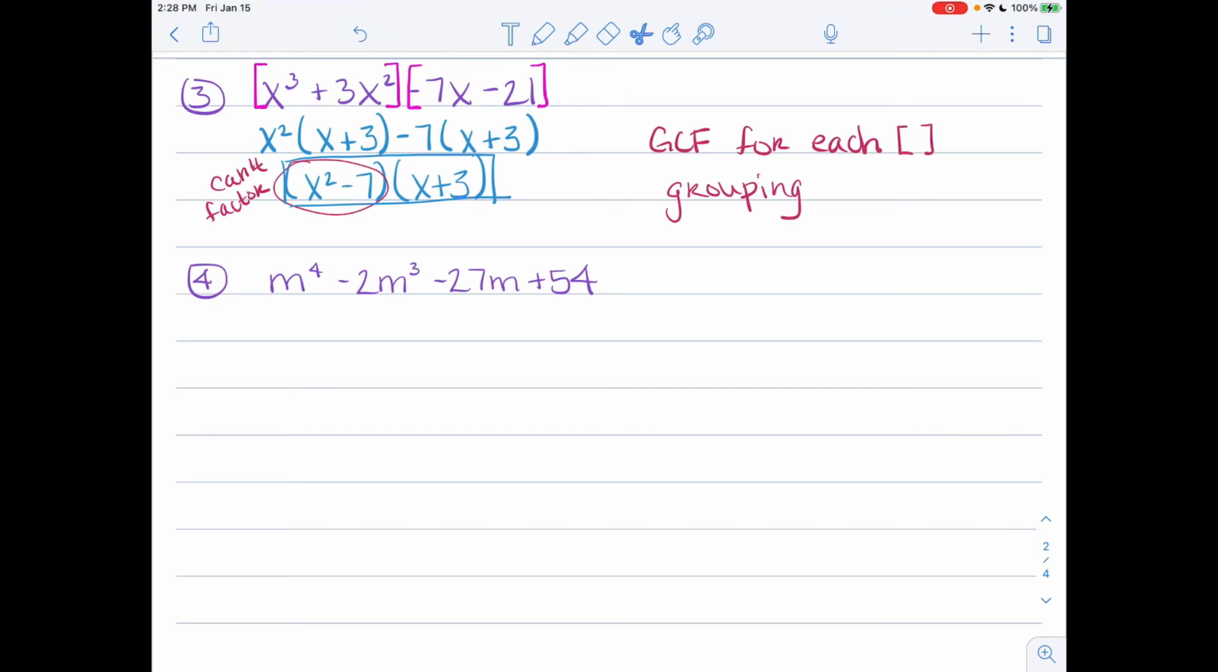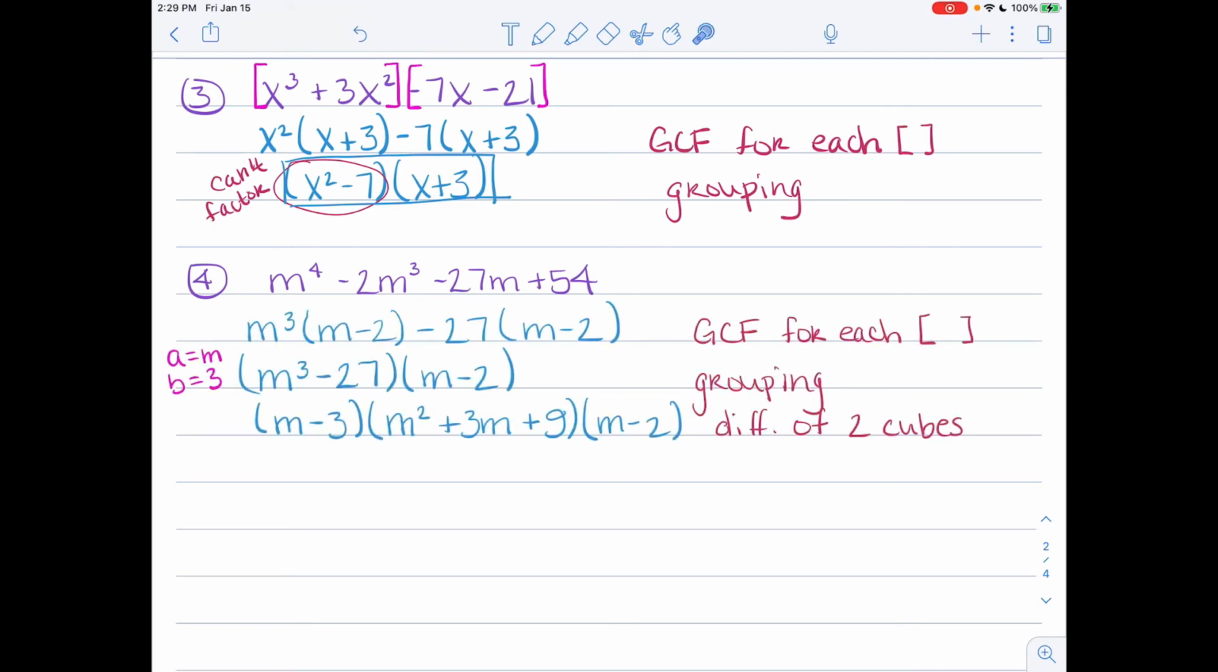I would like for you to try problem number 4 on your own. Notice that we have 4 terms, just like we did in number 3, so we know that we're going to be using grouping. Once you're finished with grouping, take a look and see if you can factor anything else. Come back here and see how you did.